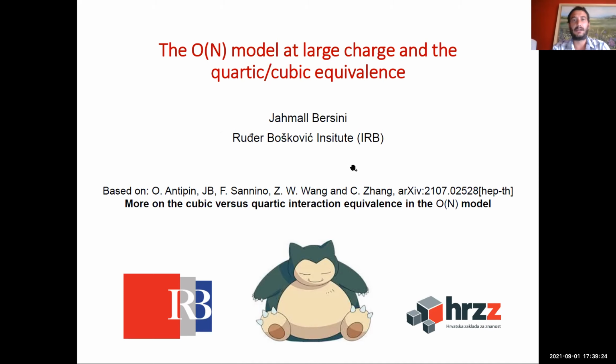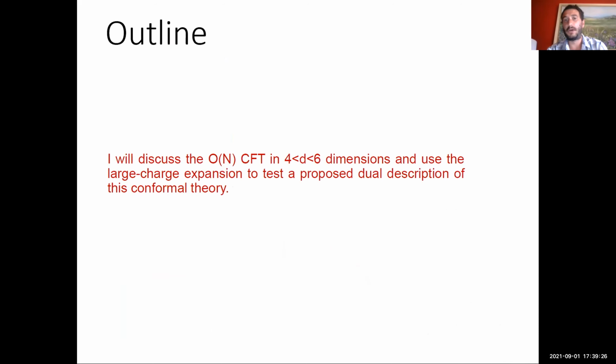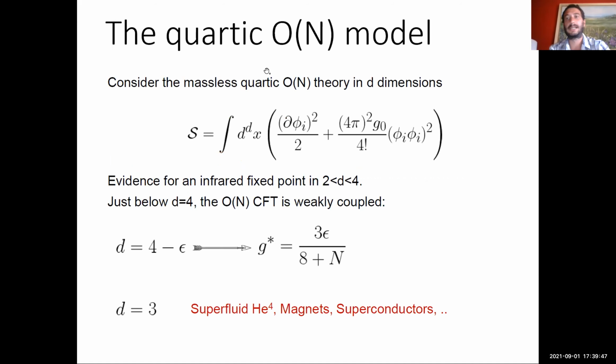In particular, I will talk about O(N) symmetric conformal field theory between 4 and 6 dimensions, and I will discuss how to use the large charge expansion to test a proposed dual description of this CFT. So the model we're talking about is the usual O(N) φ⁴ theory, which we consider for the moment in d dimensions with the Lagrangian given in the slide.